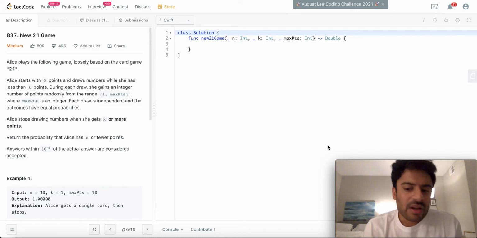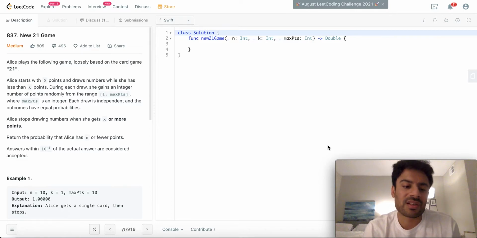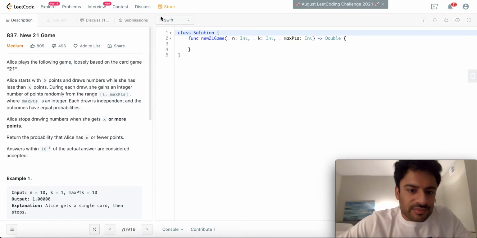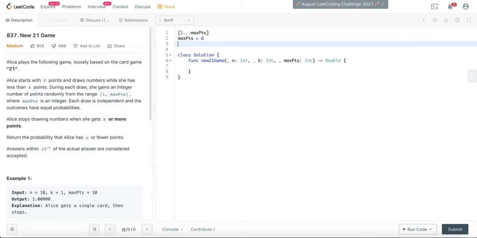Cool. So I hope you've read the question. As I mentioned, the problem with this question is that there are three different variables that we need to consider when we think about the solution. So what we'll do first is eliminate some of those variables. We'll not think about everything at once. What they have said is, given a range from 1 to max points, let's say max points is 6, so our range becomes 1 to 6.